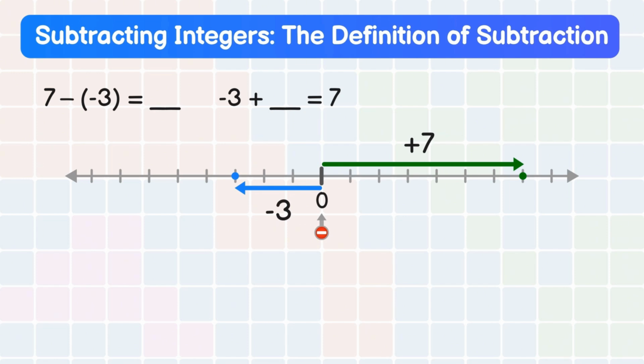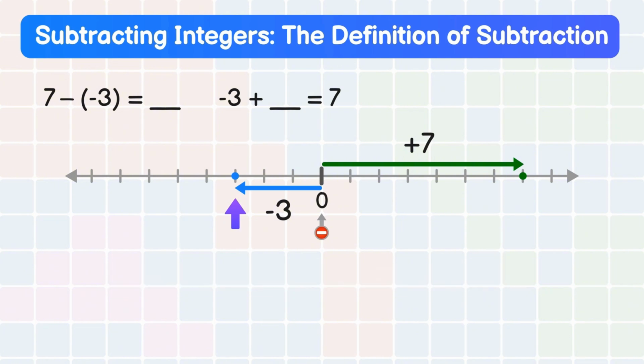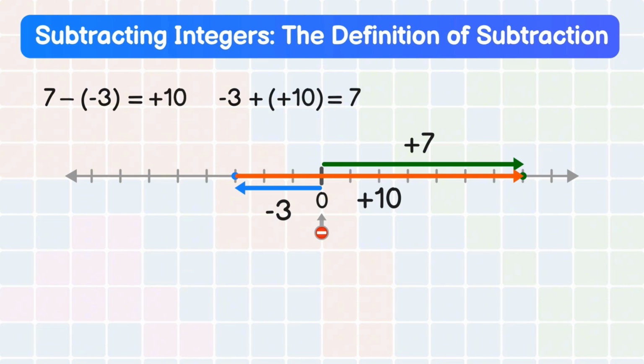So now we ask the question, where do we start counting? As always, we start counting at the number we subtract. Next, we ask the question, what number do we add to negative 3 to get to positive 7? So, starting at negative 3, we count 10 times to the right. So the answer is positive 10, which is shown by the red arrow.